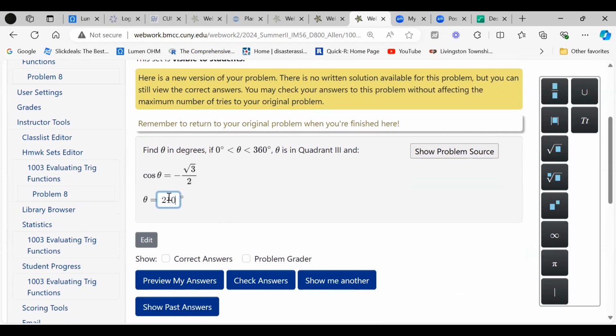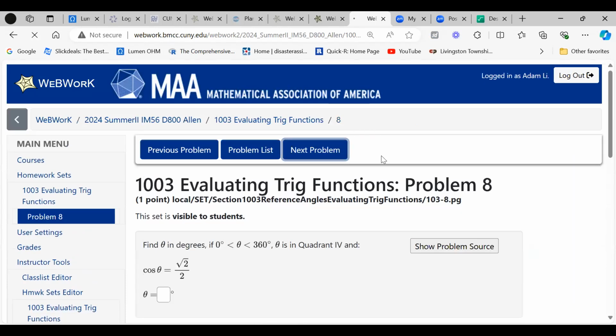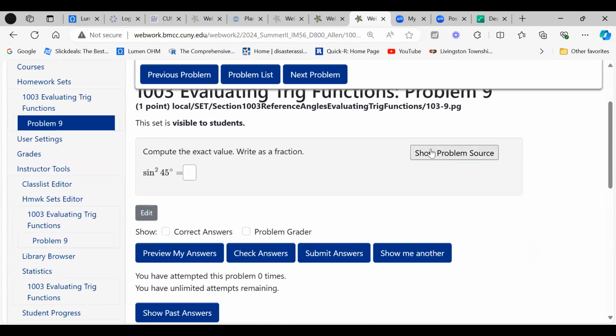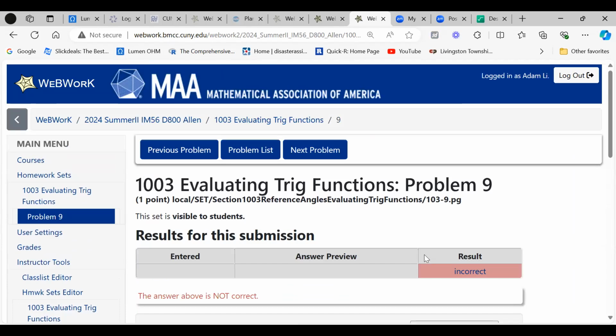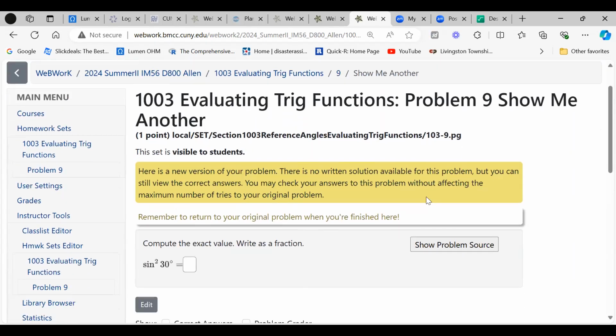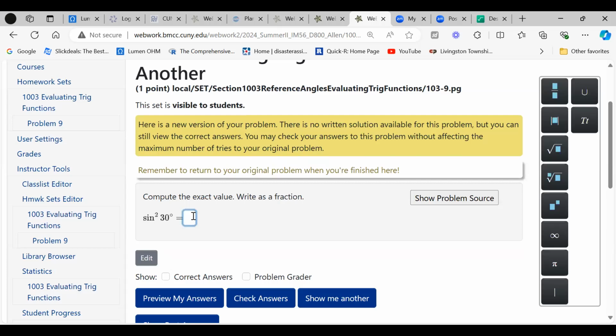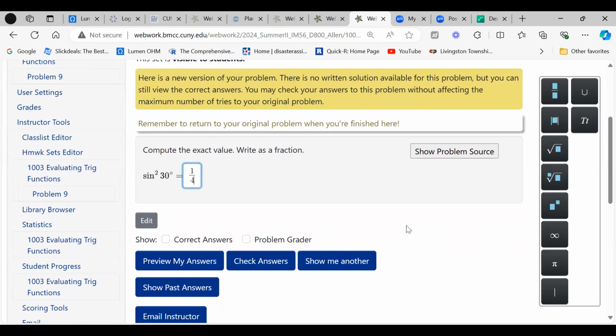And that's located in the third quadrant, which is good. The answer is good. And this is fairly straightforward, right? You just square sine 45 degrees. Sine 45 degrees is radical 2 over 2. And for sine 30 degrees, you square a half, which is a quarter, right? So this is straightforward.